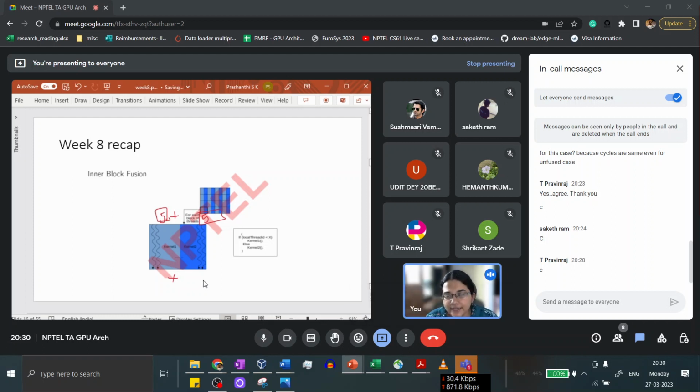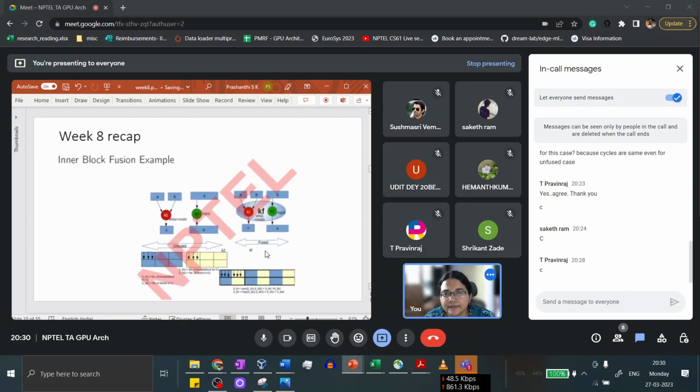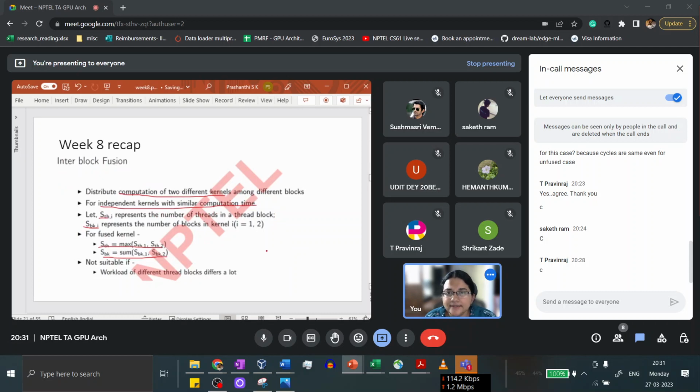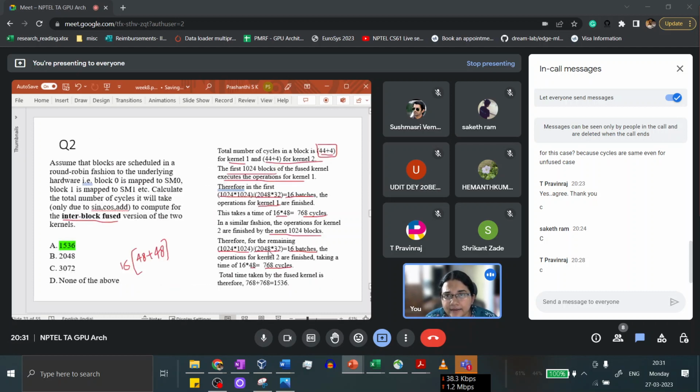But do I have to change anything about the blocks? No, I'm not at all touching something across blocks. So the blocks will remain the same, right? And that would be the max of the two, just like we did in the inner thread fusion. So the threads will be the sum of the two and the blocks will be the max of the two. You don't need to remember this, reason it out. That's always better in case you forget it, right?